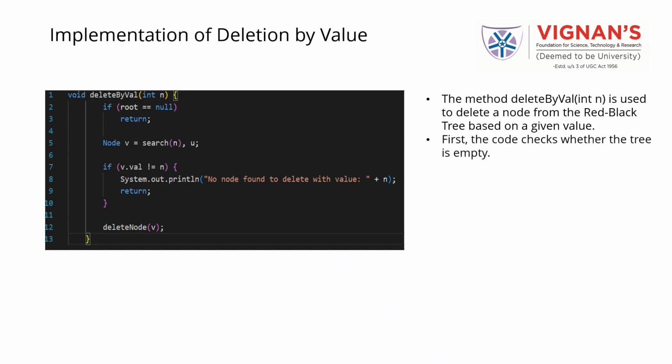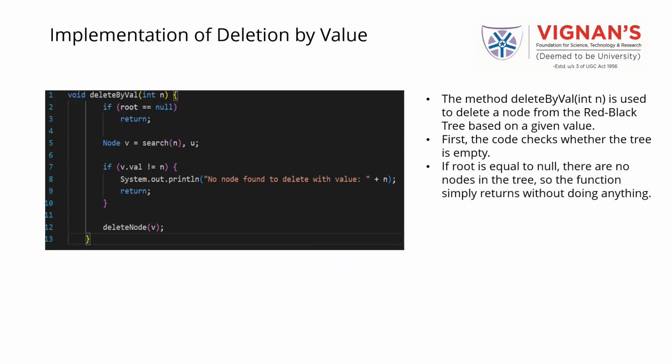First, the code checks whether the tree is empty. If root is equal to null, there are no nodes in the tree, so the function simply returns without doing anything. Next, the code searches for the node with value n. The search result is stored in a node reference called v. Then, the code verifies whether the searched node actually contains the value n. If the value does not match, it prints a message saying that no node was found with the given value and exits the function. If the node is found successfully, the function calls deleteNode(v).